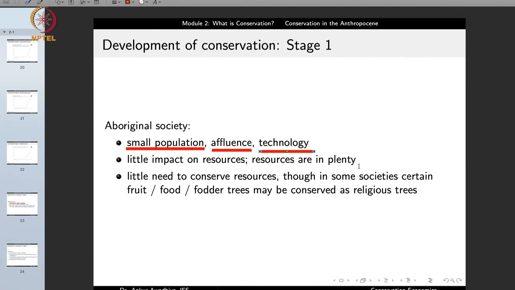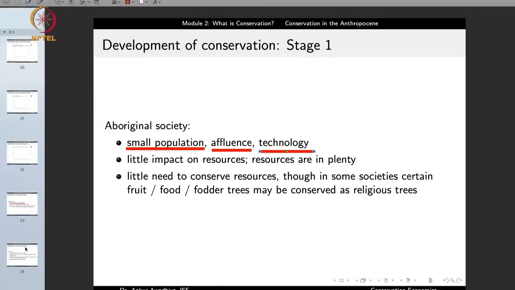Though in certain societies, certain fruit or food or fodder trees may have been conserved as religious trees. So what was the thinking of humans in those times? The thinking was that Mother Nature is providing us everything in plenty, and there is nothing that we need to do to conserve, because our requirements are so less, and the amount of resources that nature is making available is so large in comparison that even if we do all the exploitation that we can, that is not going to have any impact.